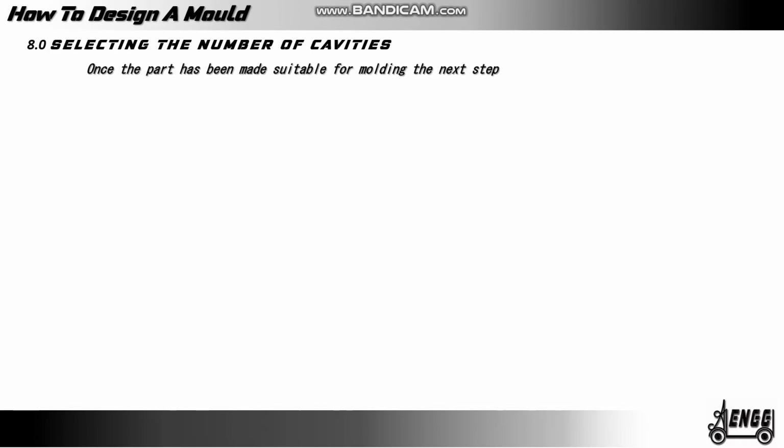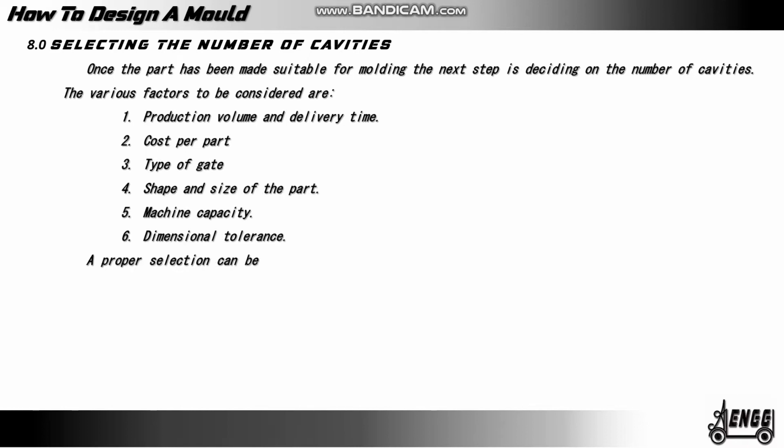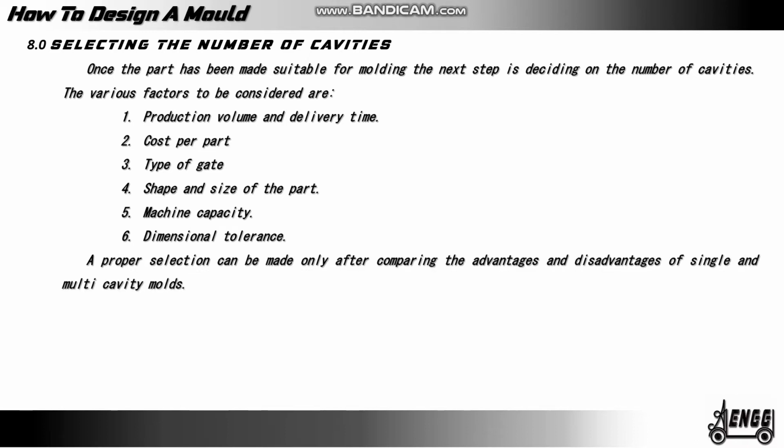Selecting the number of cavities. Once the part has been made suitable for injection molding, the next step is deciding on the number of cavities. The various factors to be considered are production volume and delivery time, cost per part, type of gate, shape and size of the part, machine capacity, dimensional tolerance. A proper selection can be made only after comparing the advantages and disadvantages of single and multi-cavity molds.